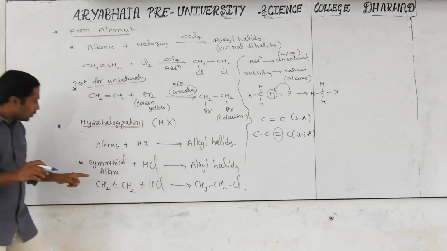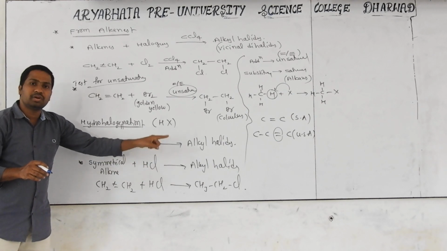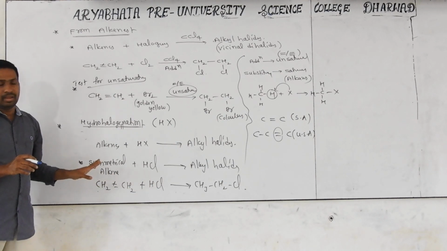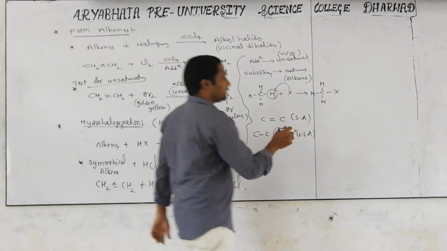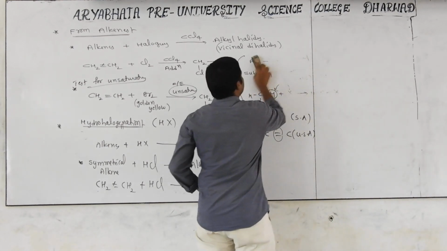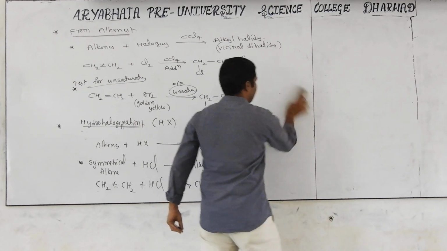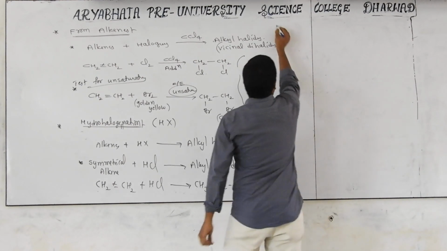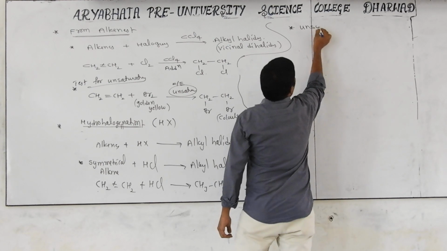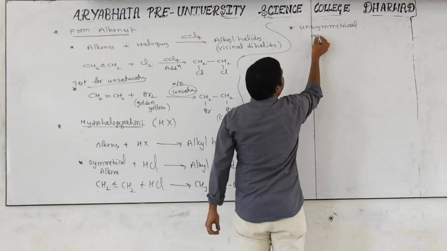Are you getting it now? So with a symmetrical alkene, while adding a hydrogen halide, we get only one type of product wherever you add hydrogen or chlorine. But the problem is with unsymmetrical alkenes. You see carefully, the problem is with unsymmetrical alkenes.